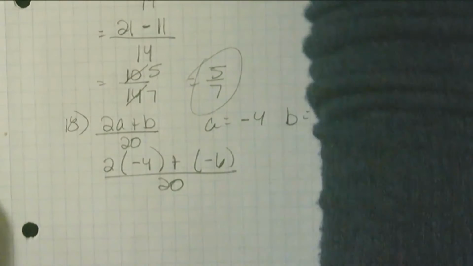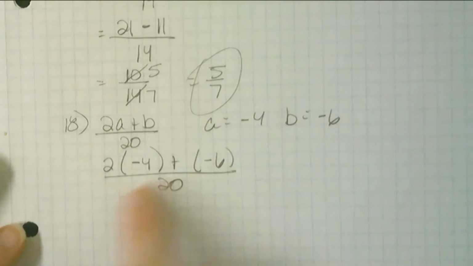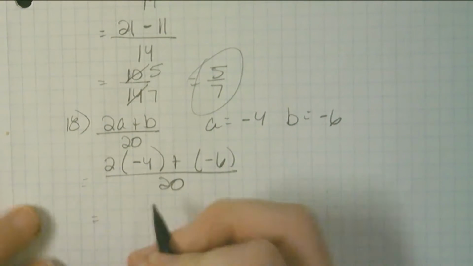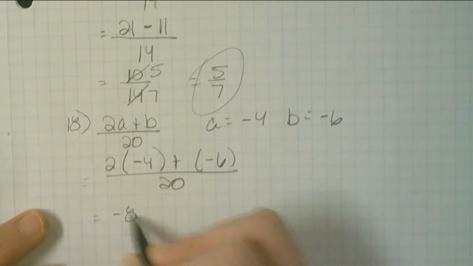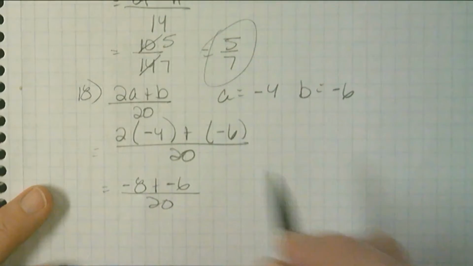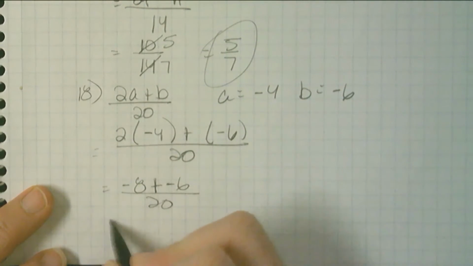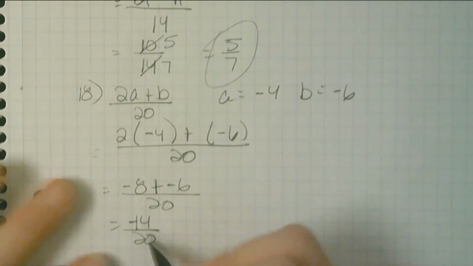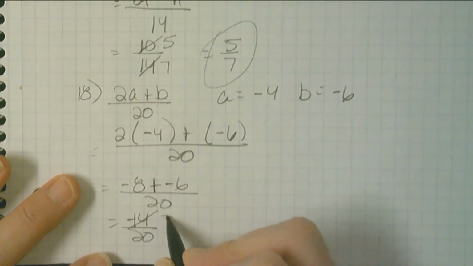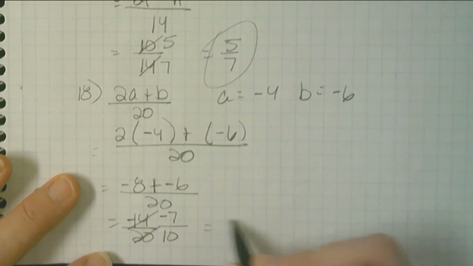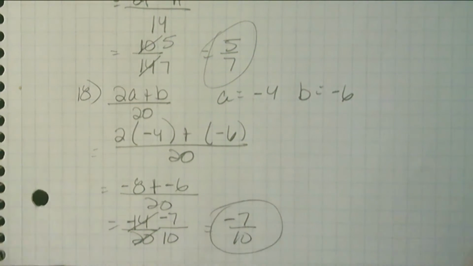All right, I like to put my negative numbers in parentheses even when I have multiplication or addition, just to show that I have the negative that's with it. It doesn't get lost. So 2 times negative 4 is a negative 8 plus negative 6 divided by 20. That's a plus. So this is negative 14 over positive 20. They both have a common factor of 2. 14 becomes a negative 7. 20 becomes 10. So I have a negative 7/10.